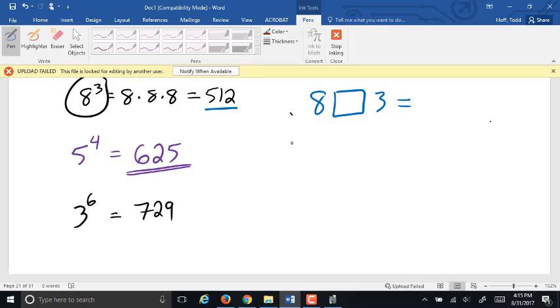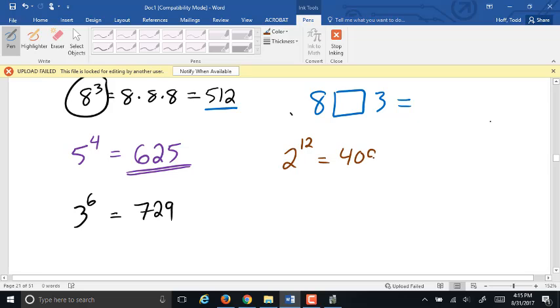I'll give you guys a little bit of a chance here. 2 to the power of 12. 4096? Okay.